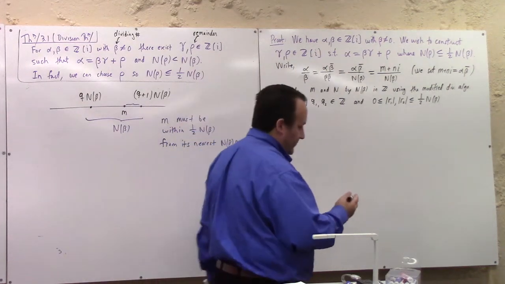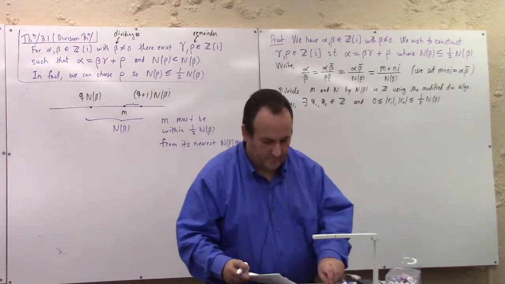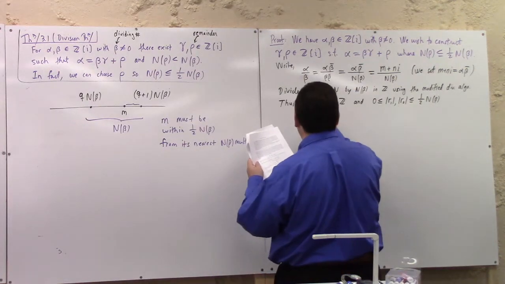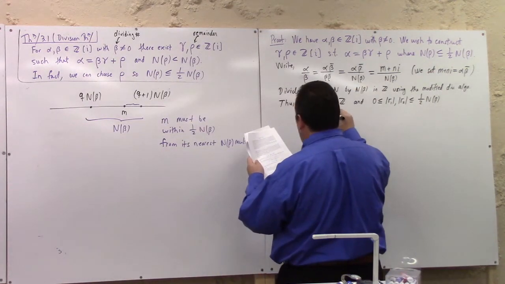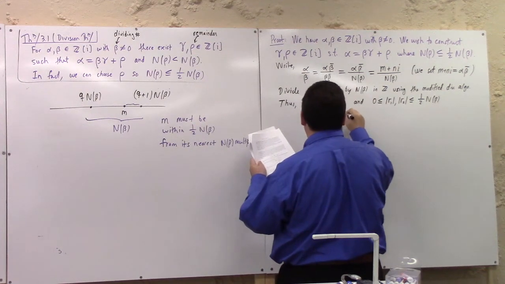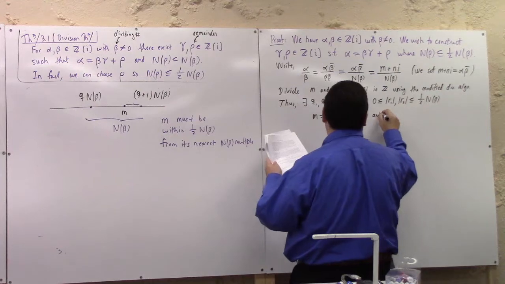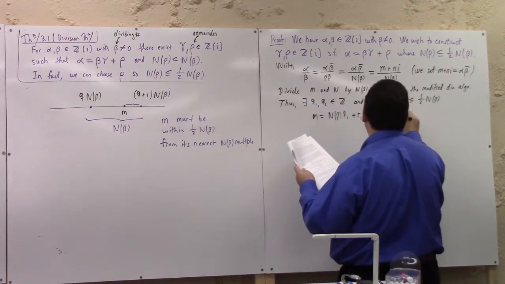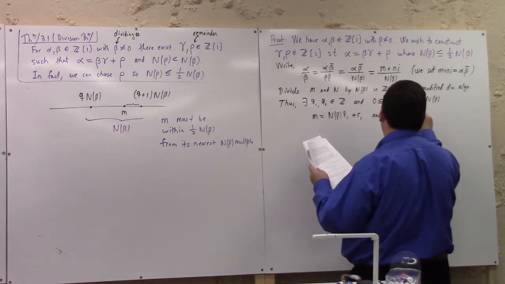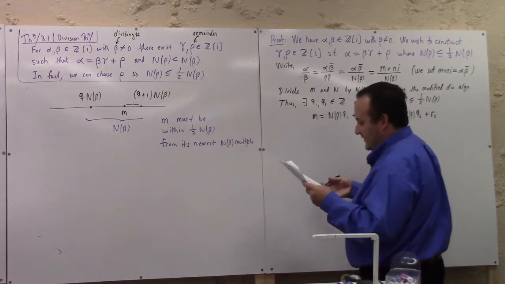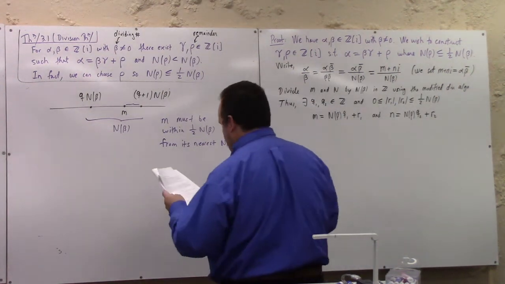Okay, and what's the punchline here? Move along, move along. We have M is equal to the norm of beta times q1 plus r1, right? And n is equal to the norm of beta times q2 plus r2, again by the modified division algorithm, right? Then what?